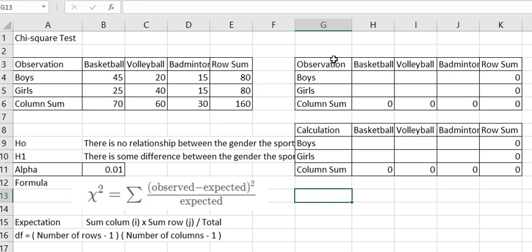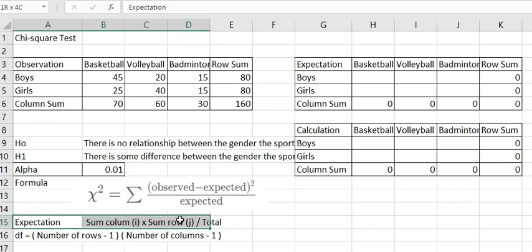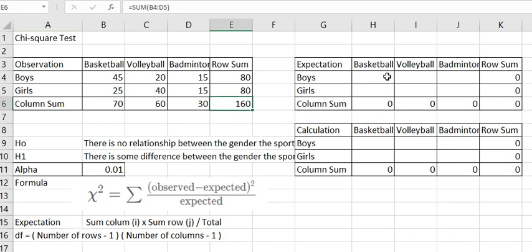Now on the next one, we need to find the expectation in here. So the formula to find the expectation is the sum of the column i multiplied by the sum of the row j divided by the total. So I will put this one multiplied by this one divided by the total in here. And this is about 35.